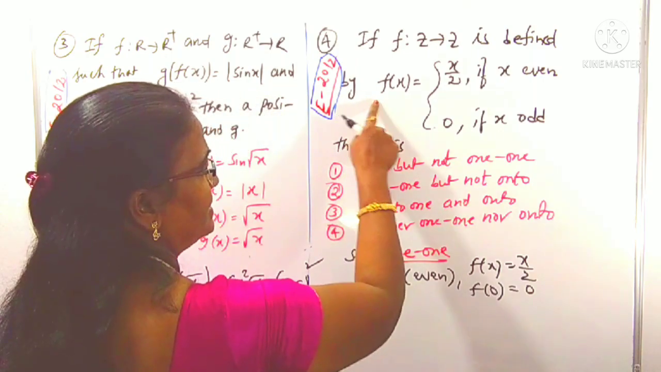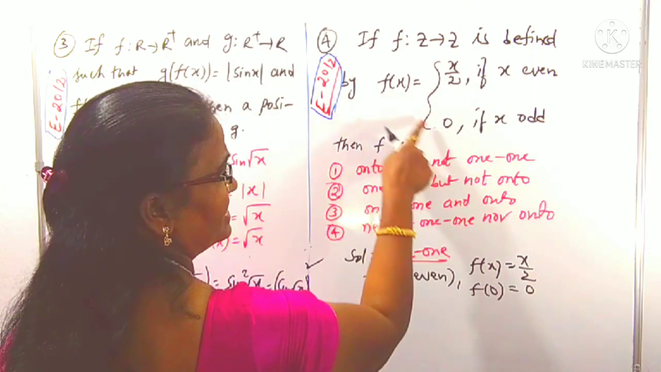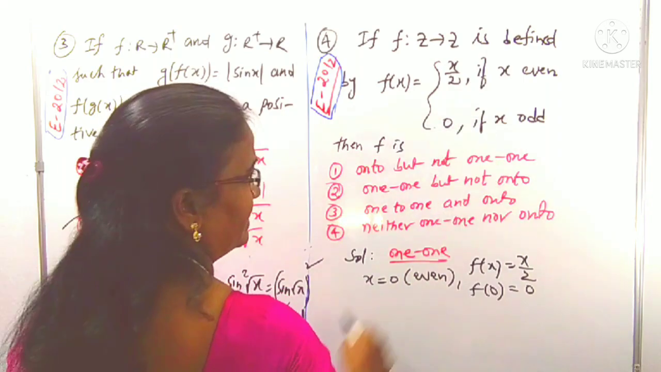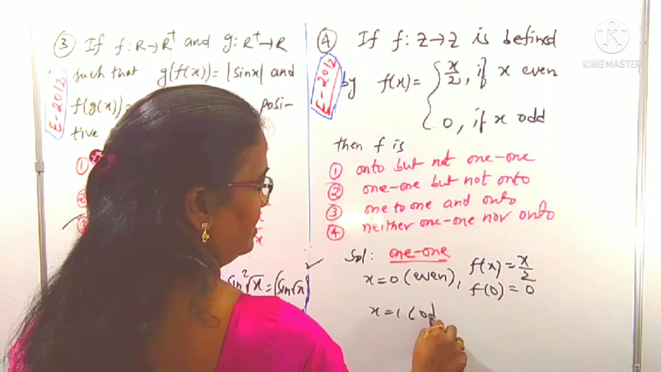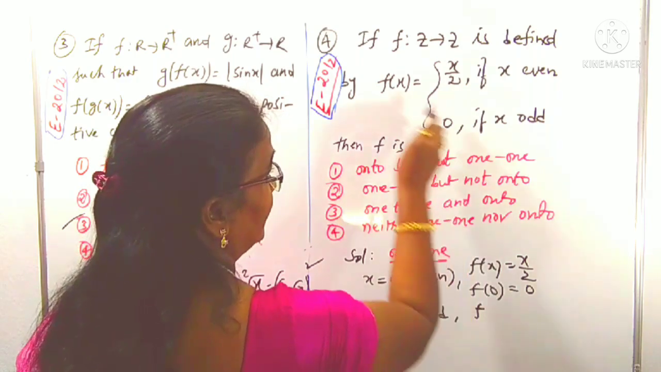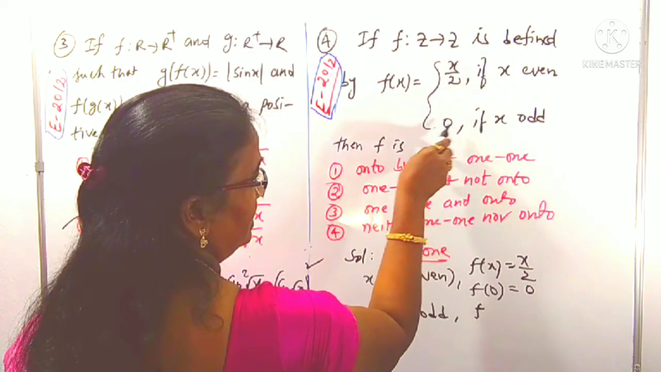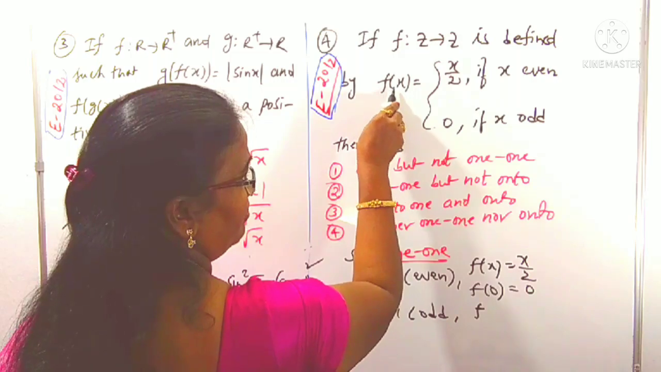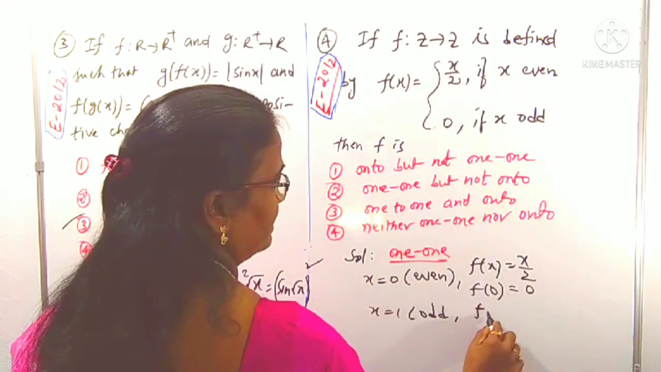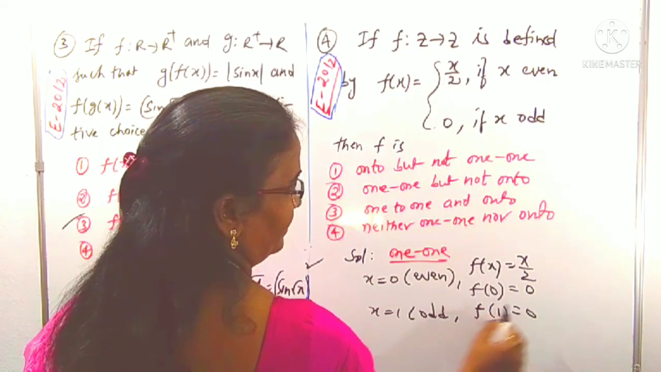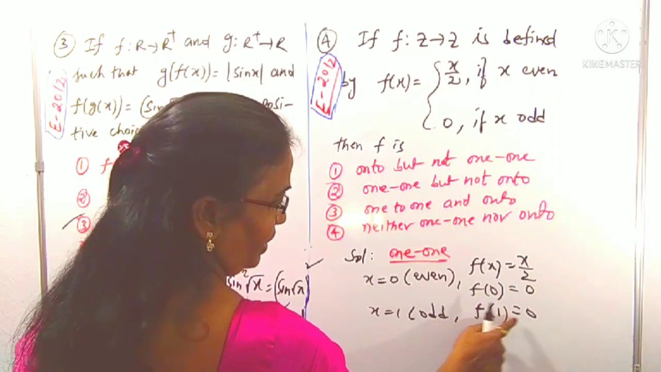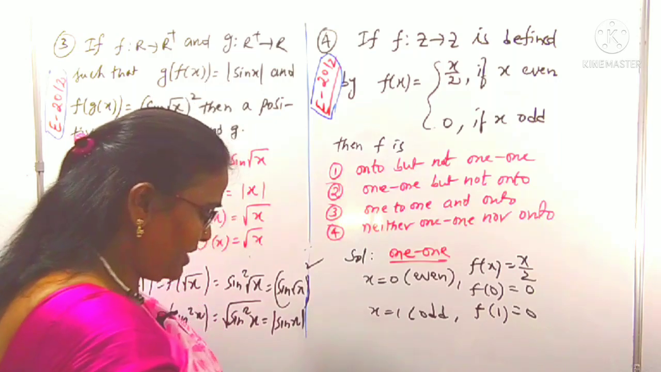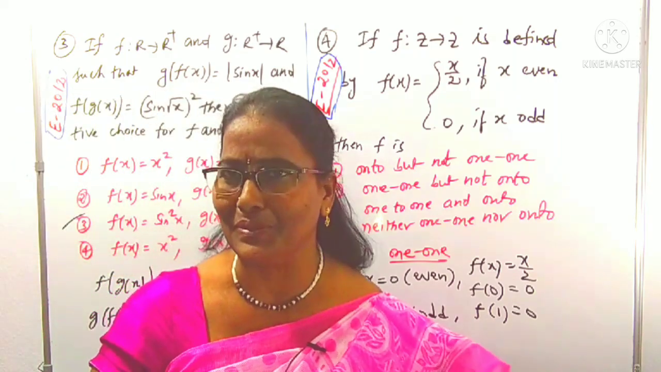Now we can concentrate on f of x is 0 given as 0 if x is odd. Odd numbers means you can choose x is equal to 1. f of x is 0 means f of 1 is equal to 0, and x is odd. For x even, we got 0. For x odd also we got 0. Means 0 and 1 have the same image 0.